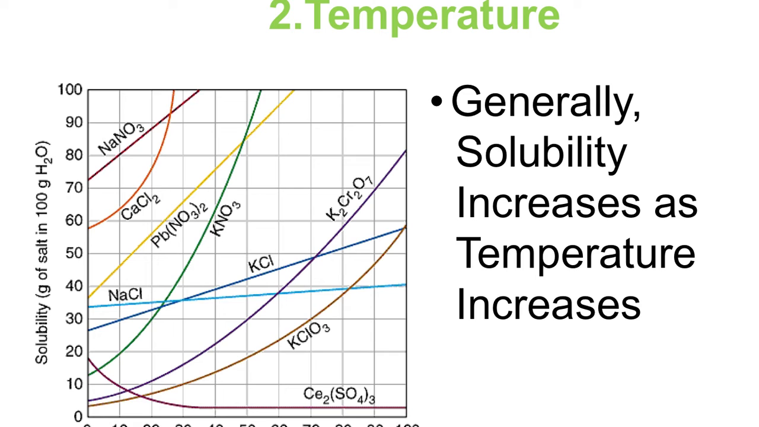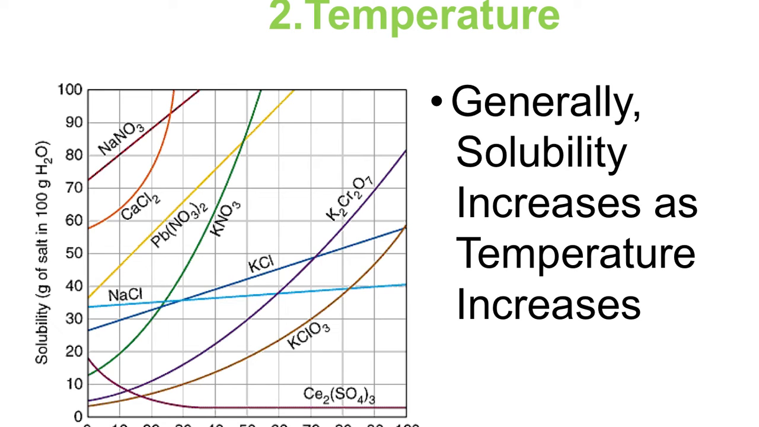So the second factor that affects solubility is temperature. Generally, solubility increases as temperature increases. You have a nice little chart here with different types of substances, different types of compounds. As you can see, most of them are ionic compounds.